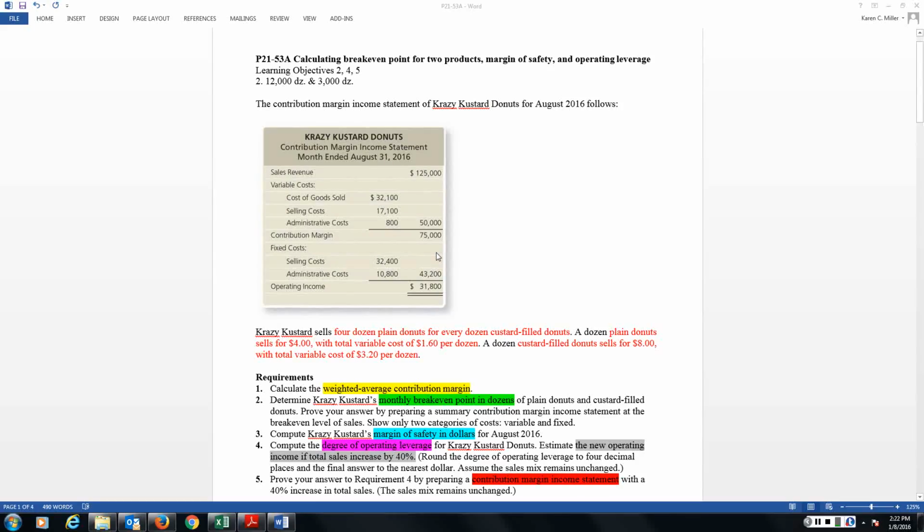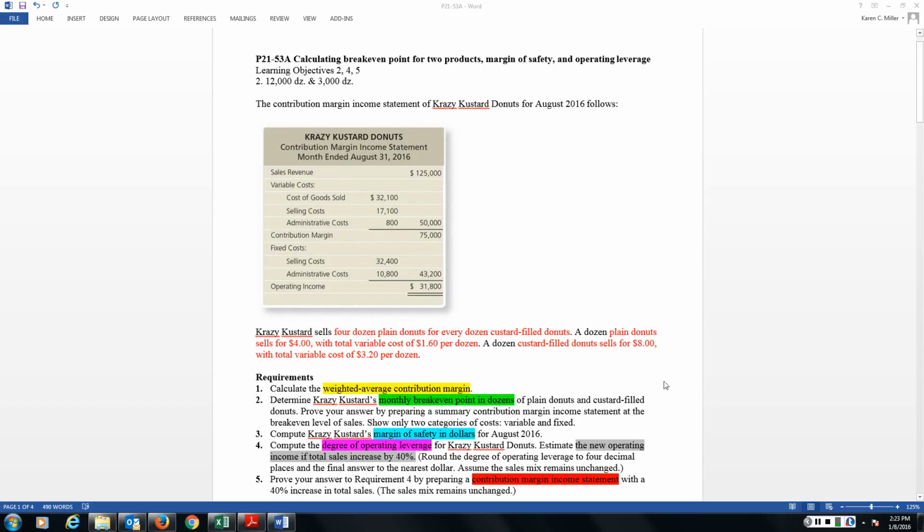So the problem has asked us to calculate, first of all, a weighted average contribution margin. Use that weighted average contribution margin to calculate a monthly break-even point in dozens of donuts. Then to calculate margin of safety, a degree of operating leverage, how we can use that degree of operating leverage to predict what a sales increase would do to the organization, and then finally the contribution margin income statement that includes that increase in sales for us.